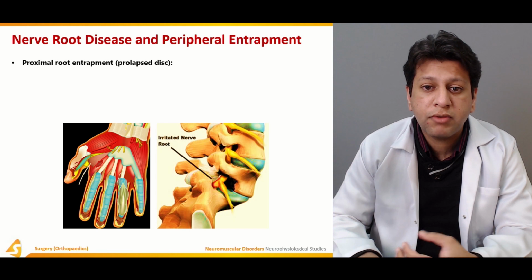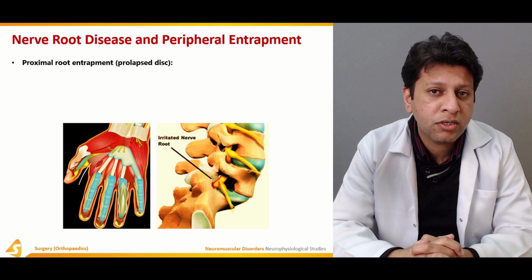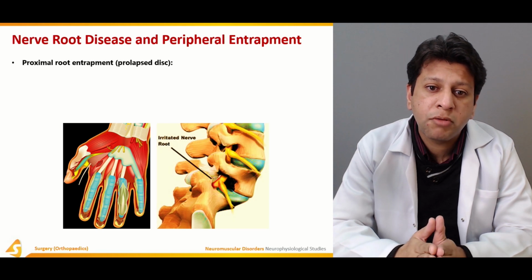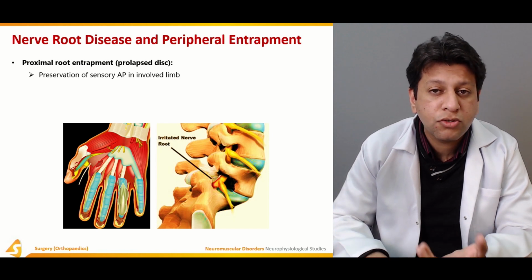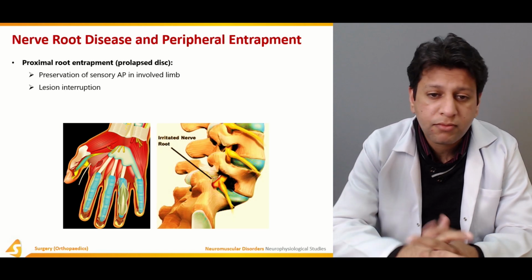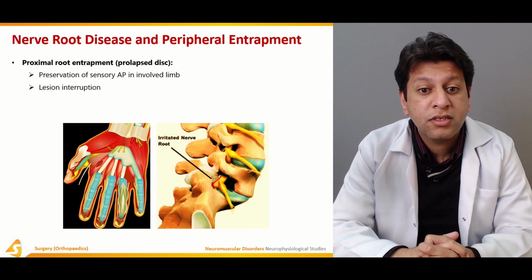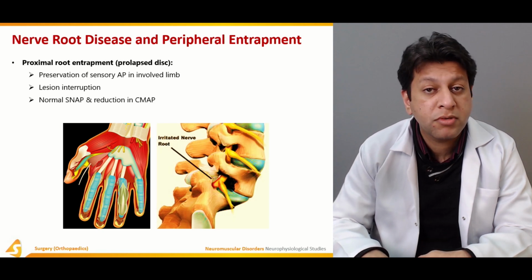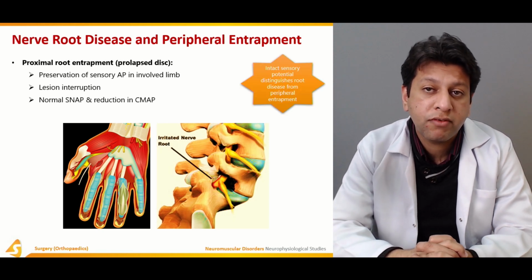So again, as we continue with EMGs in the case of lower limbs, sometimes the patient presents with spinal cord compression and there is peripheral nerve impingement. EMGs help us to determine whether it's a proximal root entrapment, for example in case of a prolapsed disc, or whether something else is wrong at a different level in the periphery. Usually, in case of a prolapsed disc, there is preservation of the sensory action potential in the involved limb. There is a lesion interruption as well, which is seen on EMGs. There may be normal SNAP and normal CMAP. Usually, an intact sensory potential distinguishes root disease from peripheral nerve entrapment.